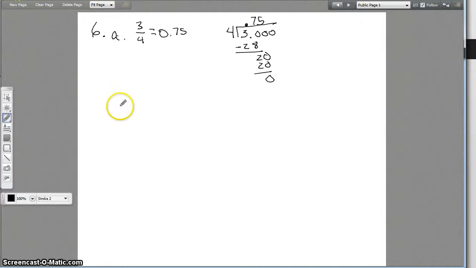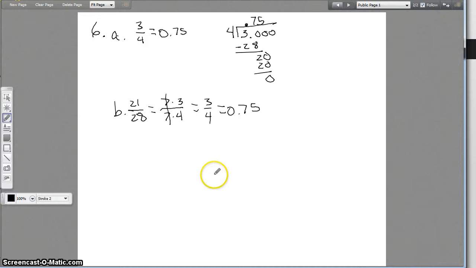Part B is 21/28. Now before you start doing a complicated division problem, check to see if you have a fraction that you can reduce. When you look at it, these are both multiples of 7. 21 is 7 times 3. 28 is 7 times 4. We can divide the top and the bottom by 7 and we end up with 3/4. Well, we already did that. We know that 3/4 is 0.75, so we can just write the answer.